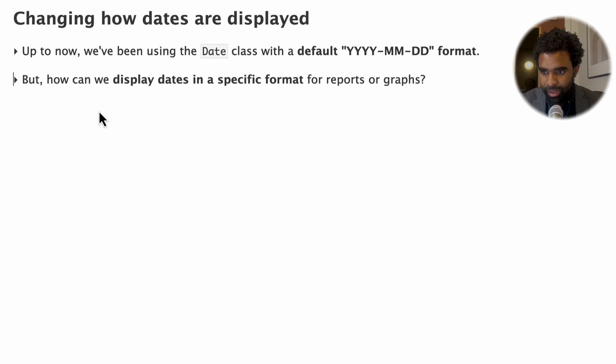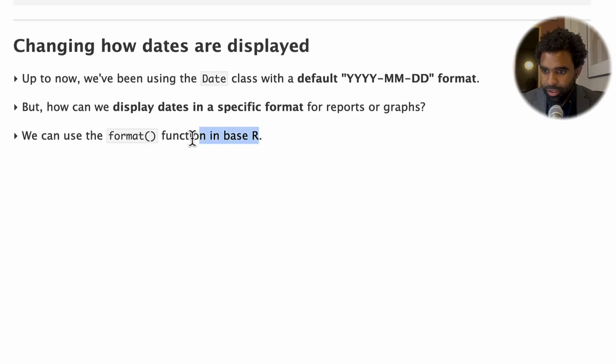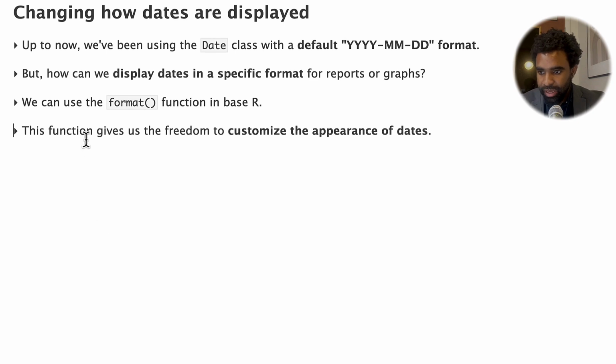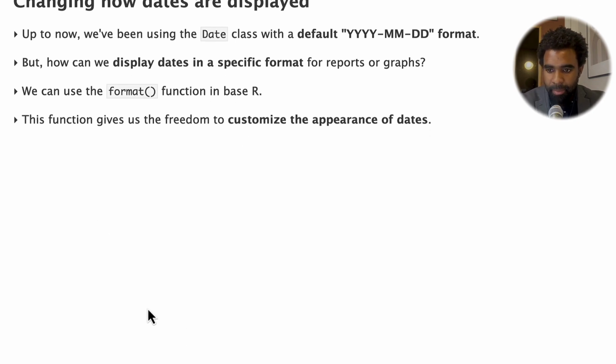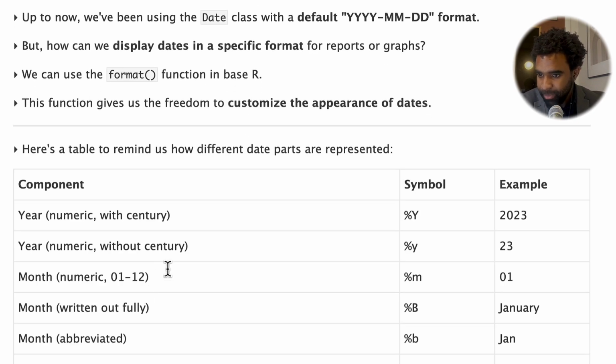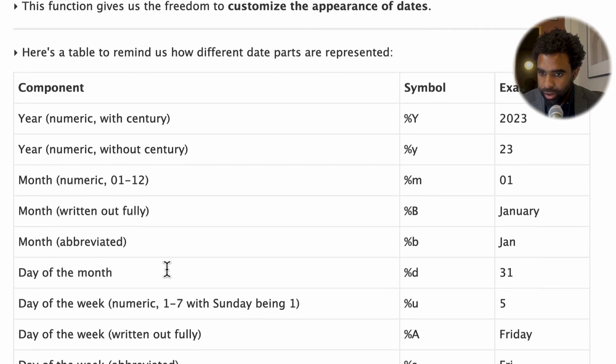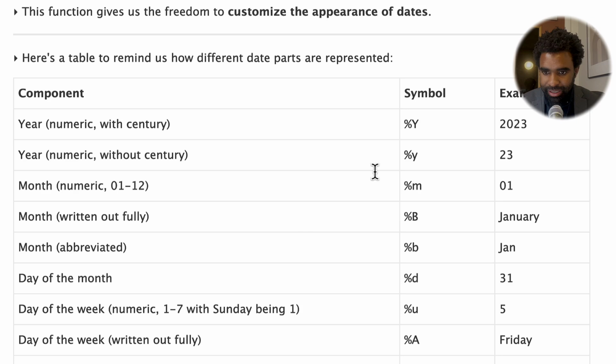Let's see how we can display dates in a specific format, for example, for your reports or for graphs or tables. We're going to use the format function in base R for this, and it's fairly simple to use. It gives us the freedom to customize the appearance of our dates as we please. And it's going to use the same set of symbols that we introduced earlier for using the as.date function. So now you actually do have to learn these symbols.